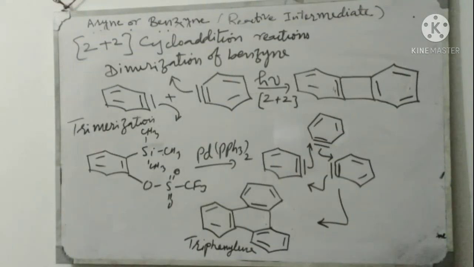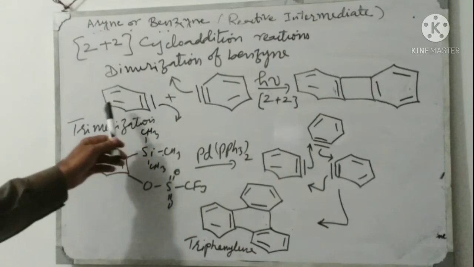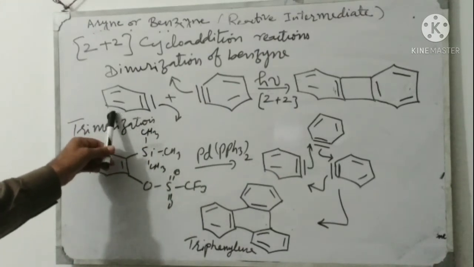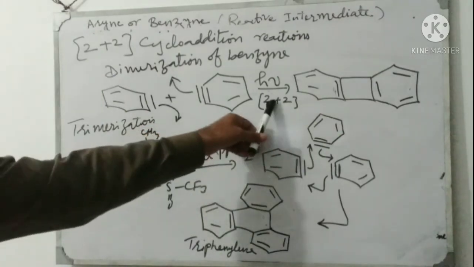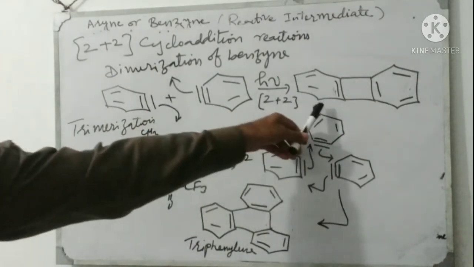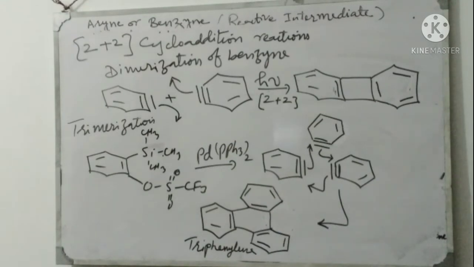So this is the dimerization reaction of benzyne. Dimerization of the benzyne is very common. In this case, the benzyne reacts with another benzyne through 2+2 cycloaddition to form this dimer product. So this is the dimerization.